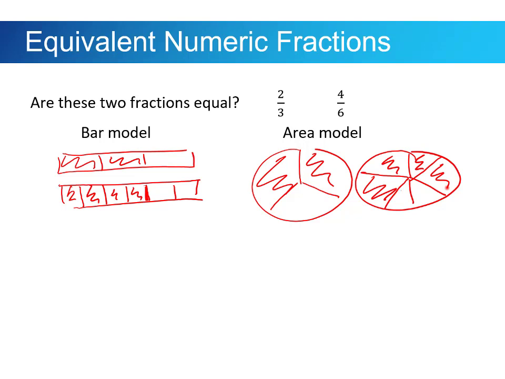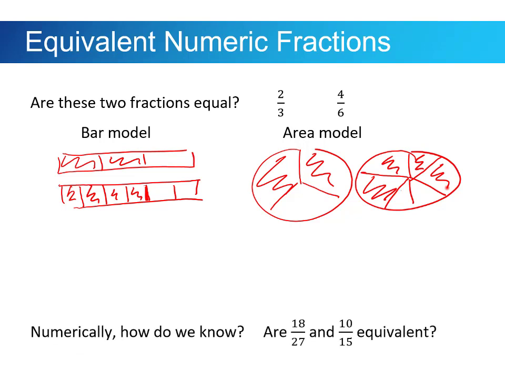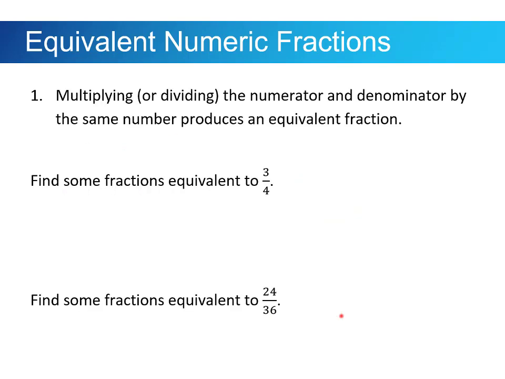But let's move away from this and think abstractly, more symbolically. How do we know? Because if I want to test 18/27ths and 10/15ths, I need to find some other way other than drawing pictures. All right, so I propose 2 ways that we think about understanding how to determine if 2 fractions are equivalent or not. The first is a little simpler. It doesn't always work, but here's the idea. Multiplying or dividing the numerator and denominator by the same number produces an equivalent fraction.